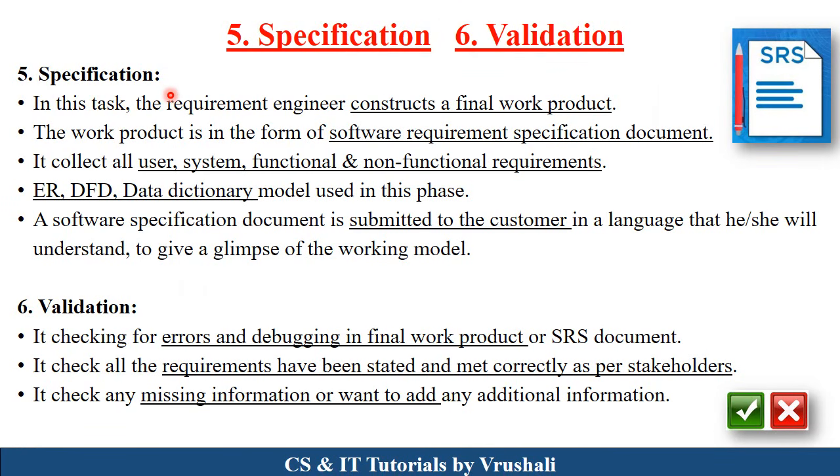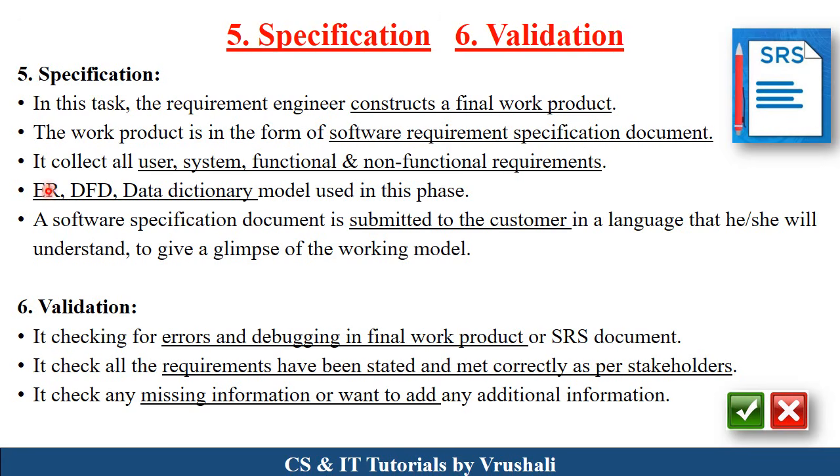After completing all these first tasks, now there is specification. Here the requirement engineer constructs a final work product. Final work product means the SRS document. SRS means software requirement specification. This is a kind of document where all types of requirements from the customer, like user requirements, system requirements, functional and non-functional requirements, are collected and mentioned accordingly. So this document is called the SRS document.